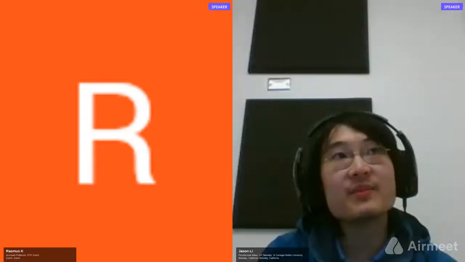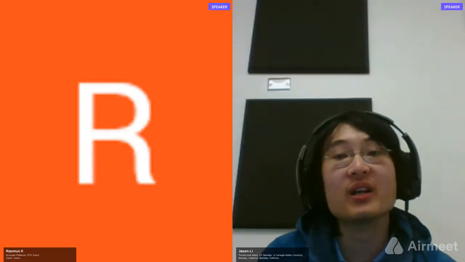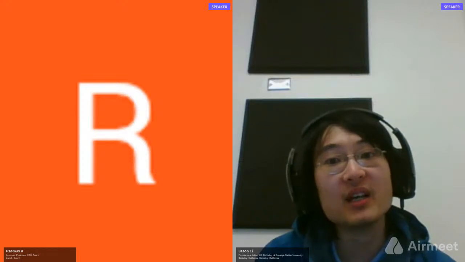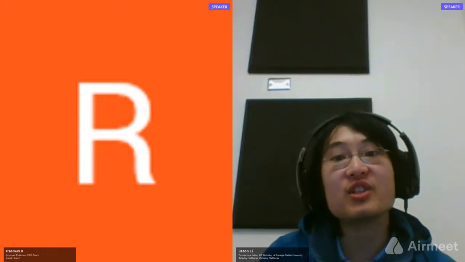Now, what about the all pairs min-cut? The all pairs min-cut, you can actually do better than just computing all pairwise min-cuts. It can be done using just n-1 calls to min-cut.